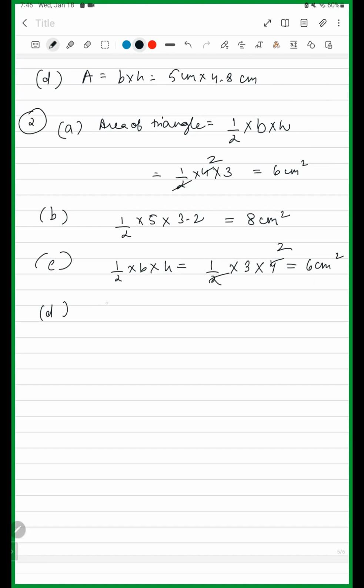The base is 2 centimeters. No, sorry. The base is 3 centimeters and the height is 2 centimeters. Right. So the final answer will be 3 centimeters square. Very good.